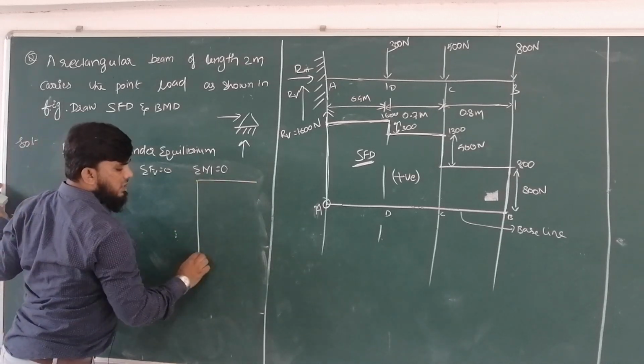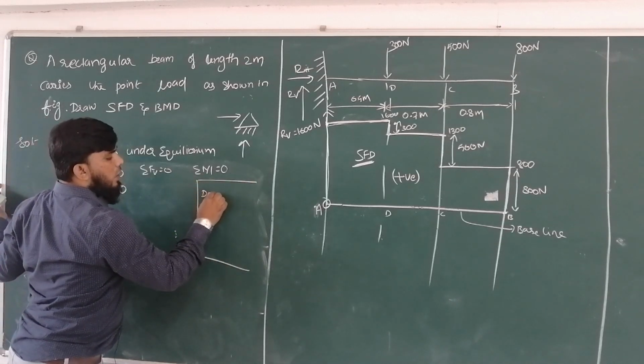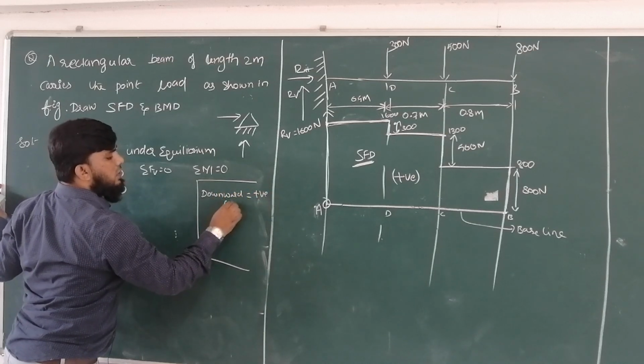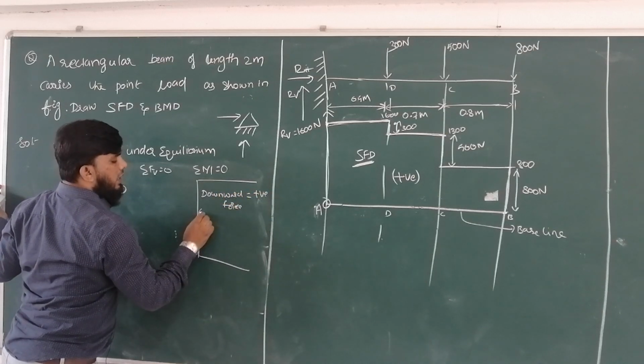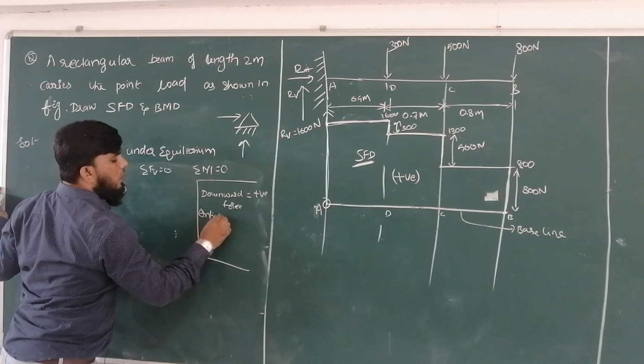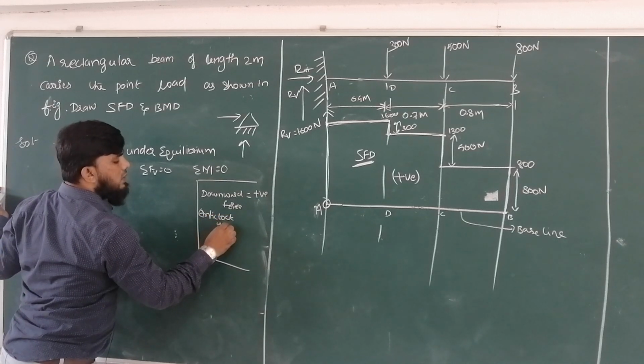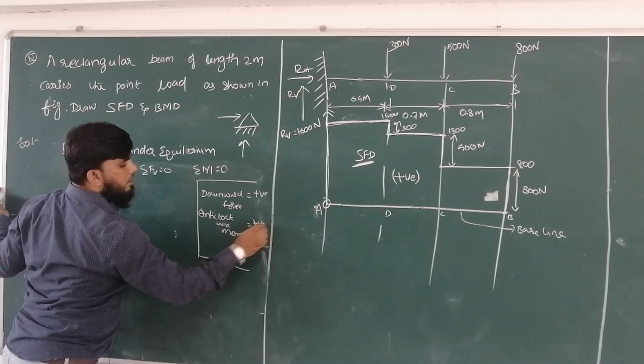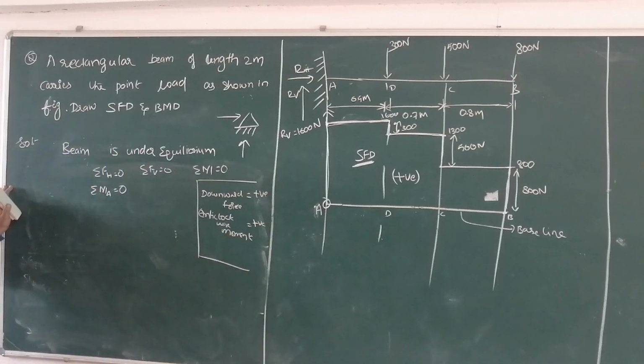Again I will write the sign convention here. Sign convention: downward force is positive. This is for force. Clockwise moment is, sorry, anti-clockwise moment should be equal to positive. Clear? So let us take the moment.